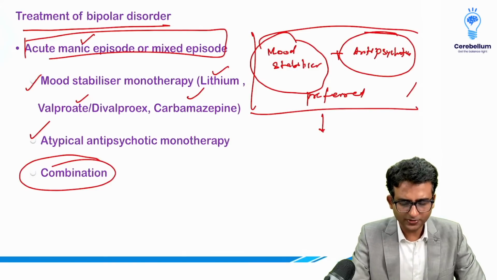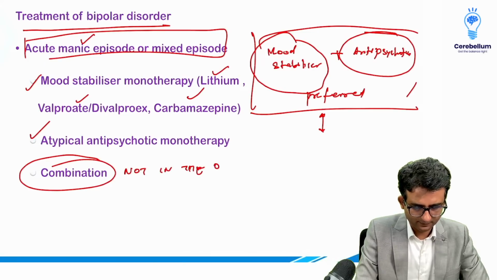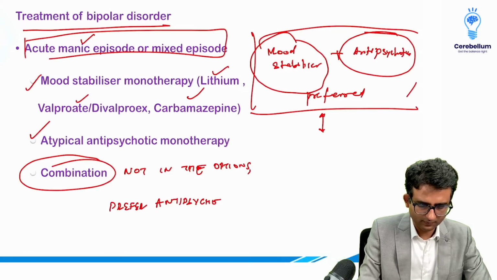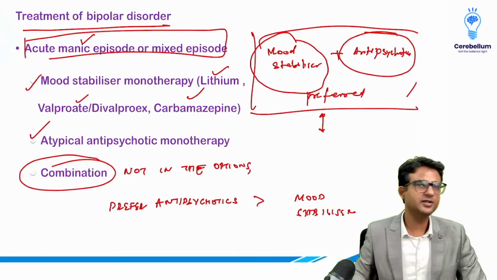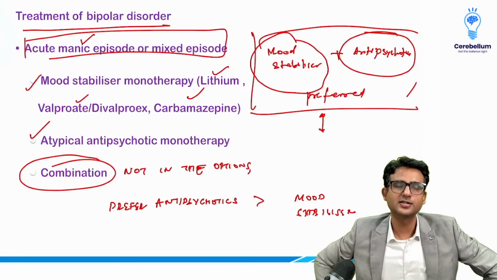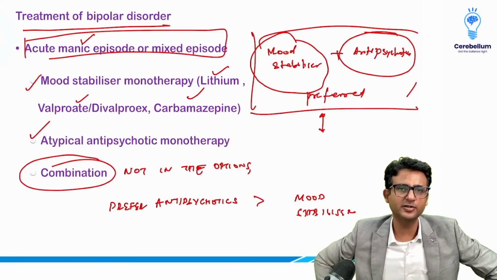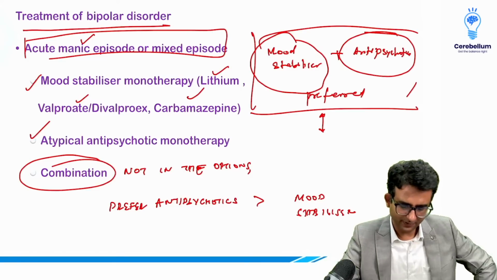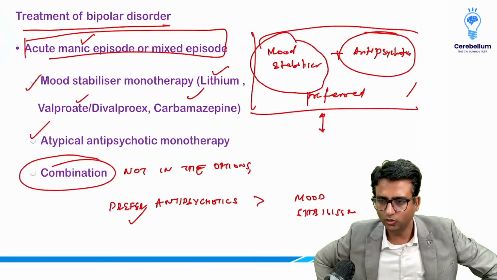If in the question this option is not given, if combination is not in the options, then you prefer antipsychotics over mood stabilizer. Question comes in the exam, a patient presents to you, is speaking a lot, sleeping very less, making big claims, fighting with everybody, over talkative. What is the best treatment? Option 1 lithium, option 2 valproate, option 3 risperidone, option 4 lorazepam. You prefer risperidone. Okay? Antipsychotics will be preferred over the mood stabilizer.